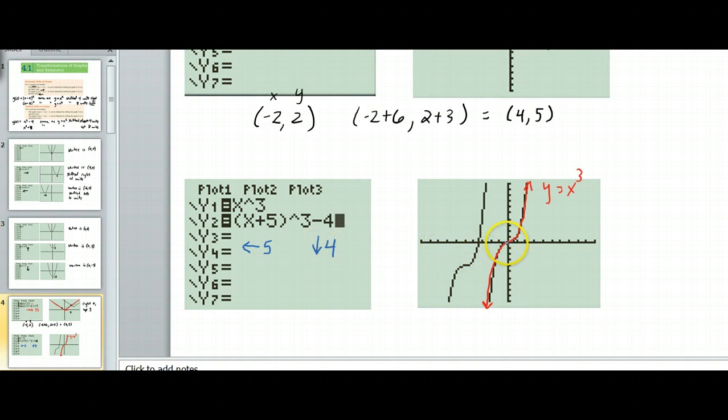Okay, so the origin's on there again. If I go left 5, 1, 2, 3, 4, 5, down 4, 1, 2, 3, 4. There's where that origin ends up. Alright, and notice origin is where it's bending and turning around to go down. Same exact location, it's just moved to left 5, down 4. Okay, so that goes left 5 units and then down 4 units to get the new graph.